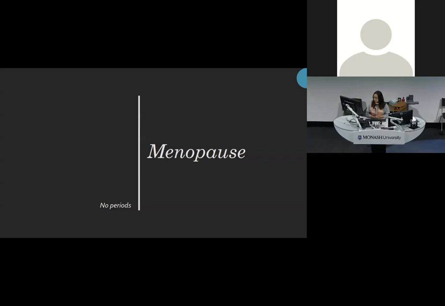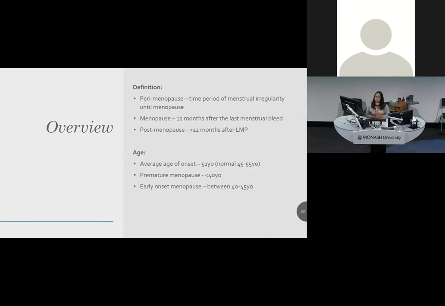Cool. So menopause, they have no periods. So menopause, it's really important to get your terminology right. So this is probably drummed into you a million times, but perimenopause is a time of menstrual irregularity until menopause. So, you know, someone hasn't had a period for 2 months and they get one, 6 months and they get one. They're not in menopause, they're in perimenopause. Menopause is a specific point in time. So this point in time is 12 months from their last period, and then you can say they're menopausal, and they will, in theory, not have periods after this. If they do, investigate it. And then postmenopause is more than 12 months after the last known period.